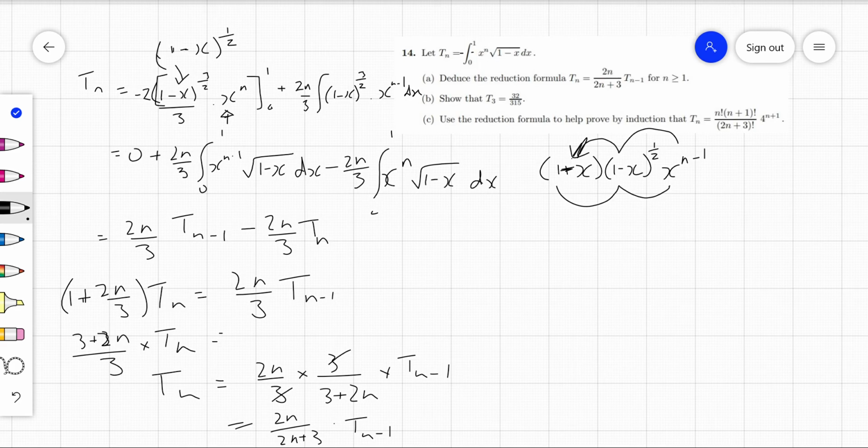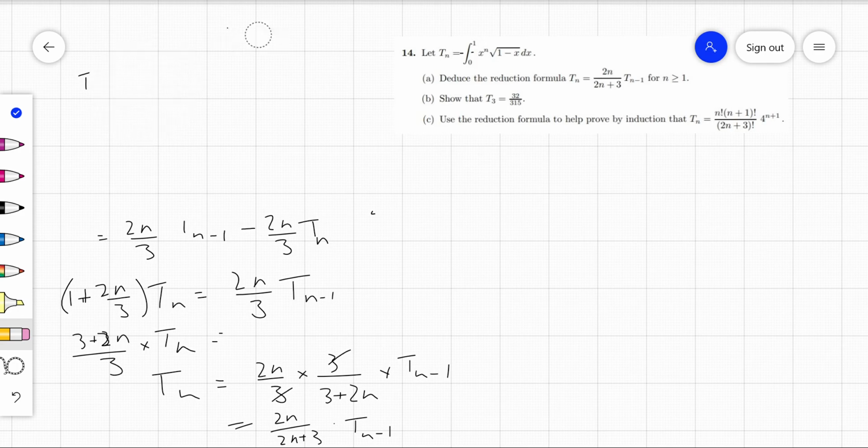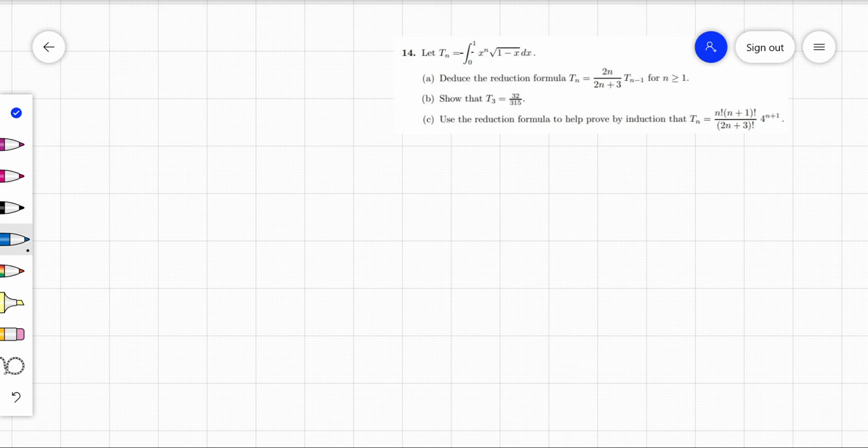So let's have a look at B. So B, we just want to show that T3 equals 32 on 315. All right, so let's check that it does. Let's start with T0. So T0 would be the integral from 0 to 1 of 1 minus x to the half dx. Put a minus there. We don't need it.